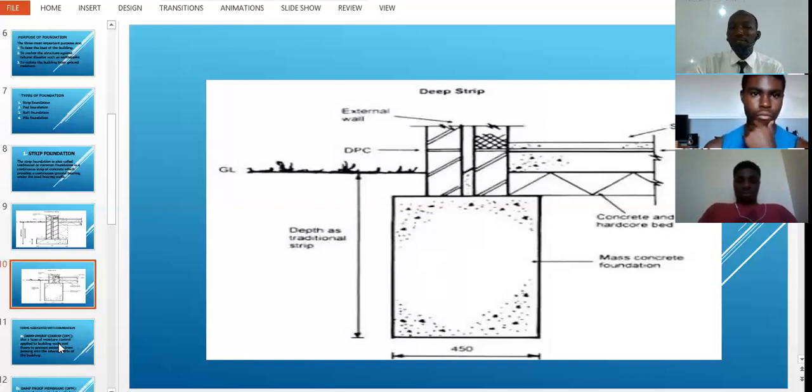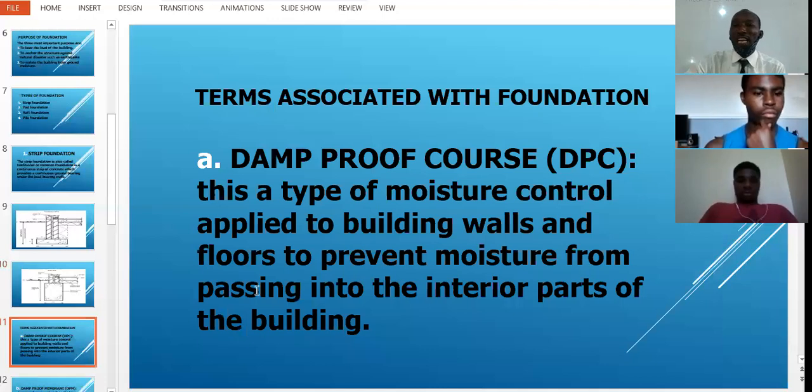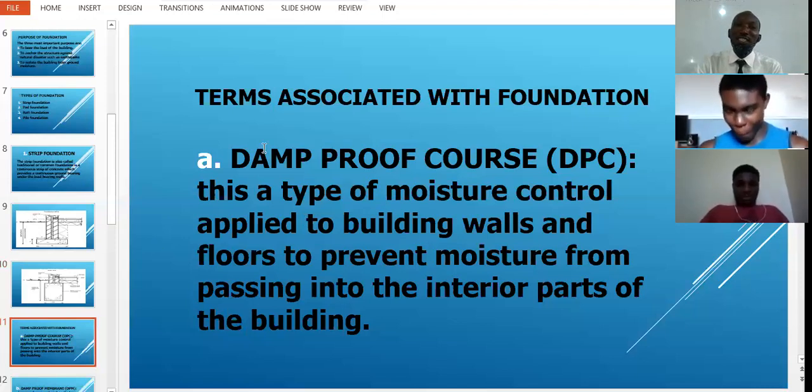All right, now let us look at terms associated with foundation. Now, because you are seeing it on the screen, you remember. Terms associated with foundation. A, DPC. DPC means damp-proof course. Damp-proof course. Damp-proof course.